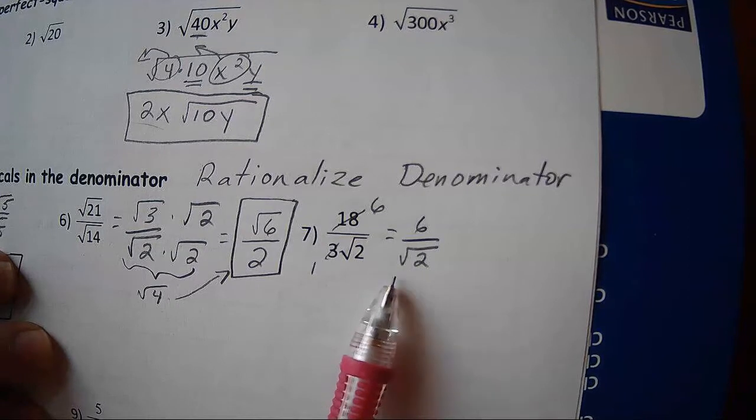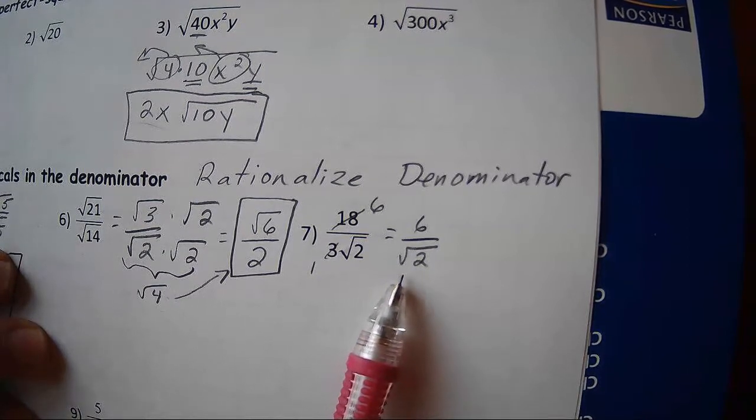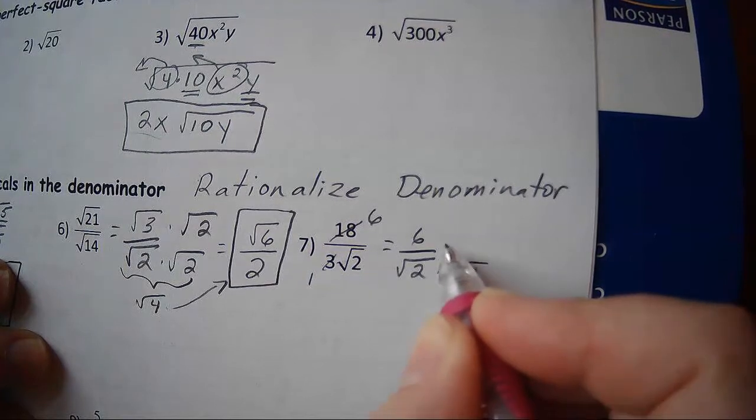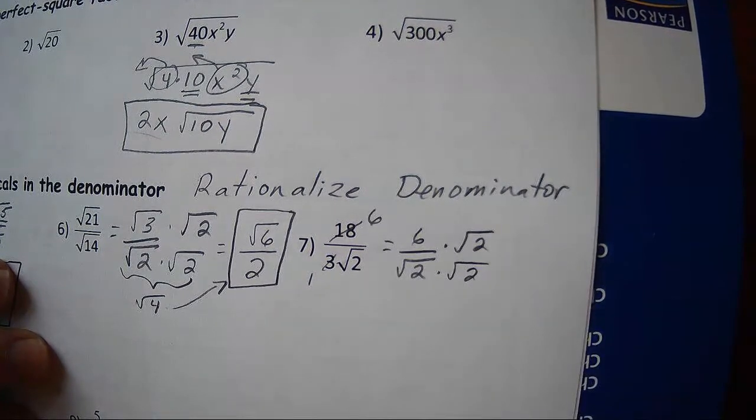And what do I need to do to get rid of that square root of 2 in the denominator? What steps should I do next? Okay, so most of you should be looking at your notes and you're going to say you multiply both by the square root of 2. You multiply the denominator and the numerator by the square root of 2.